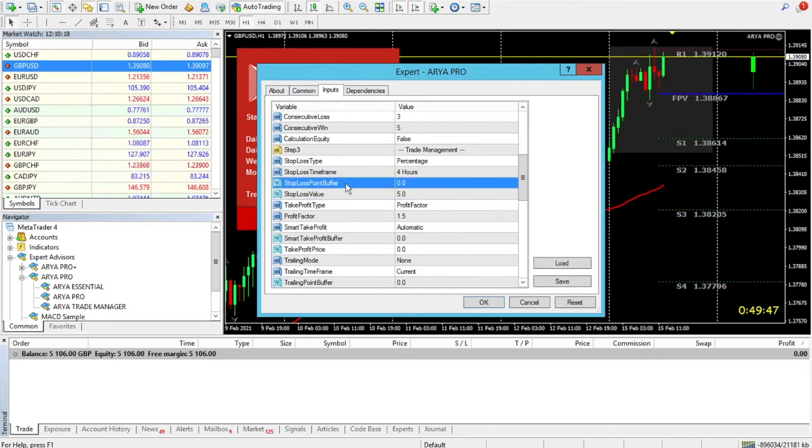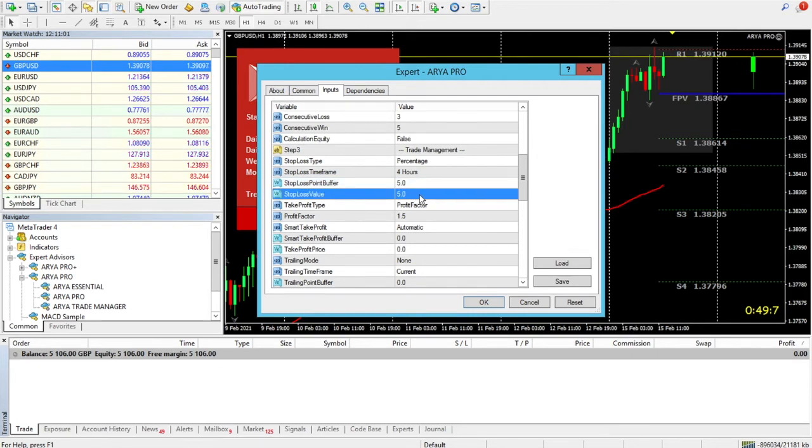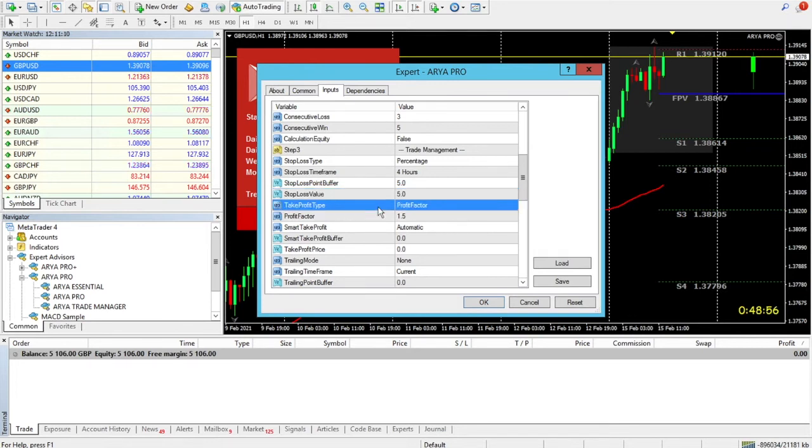The stop loss point buffer allows you to move the stop loss by a few points. If you choose 5, the stop loss will be moved 5 points. The stop loss value will only work with the stop loss point, volatility, price, and percentage. Next we come on to the take profit type. You can choose between a profit factor, a smart take profit, or price.